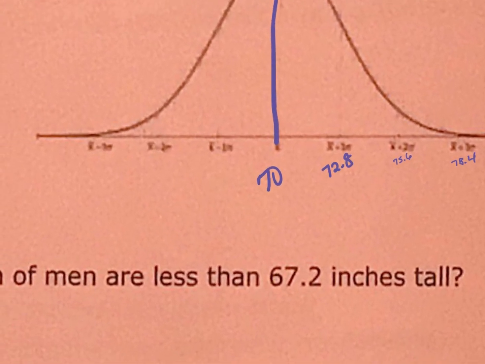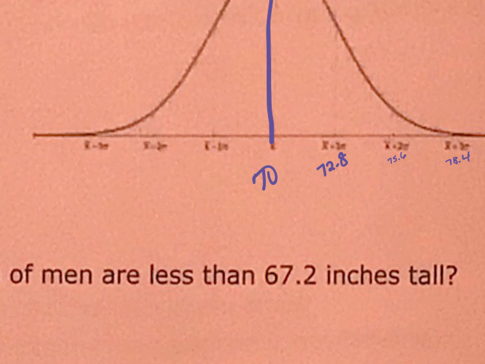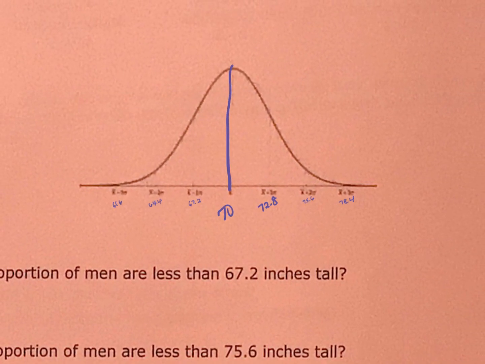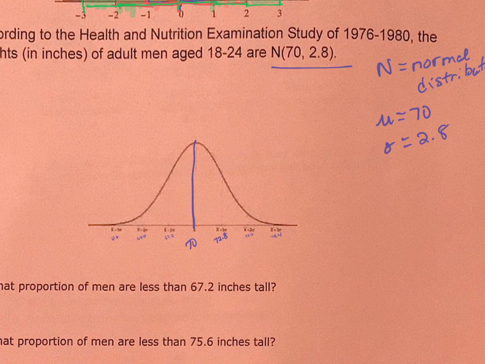We also need to take 70 and subtract 2.8, so we get 67.2. Subtract 2.8 again and get 64.4. Subtract 2.8 again, and we get 61.6. So when you see a problem where you're given this information, you are going to have to label all of this stuff right here.